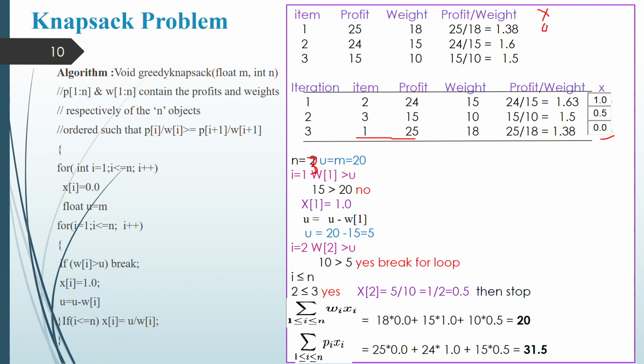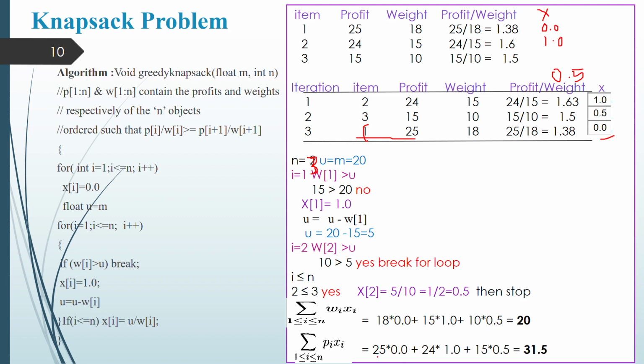First item value is 0.0. Second item, this is your second item. See, item numbers are not changed. Based on that also you can write the X values, then it becomes easy for you. Second item it is 1.0. Third item, what is it? 0.5 here. See here also, 1 means it is 0. 2, 3 means 0.5. 2 means 1.